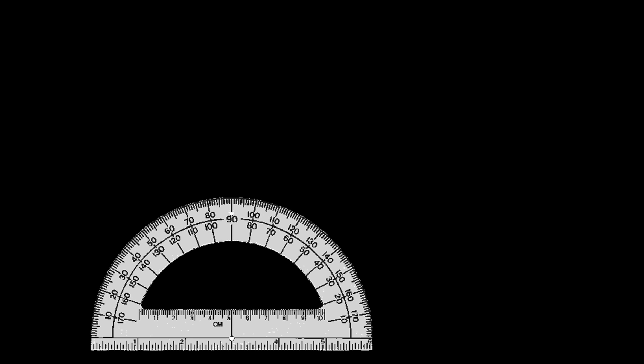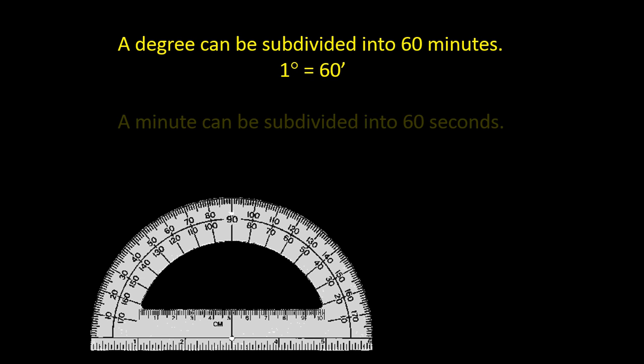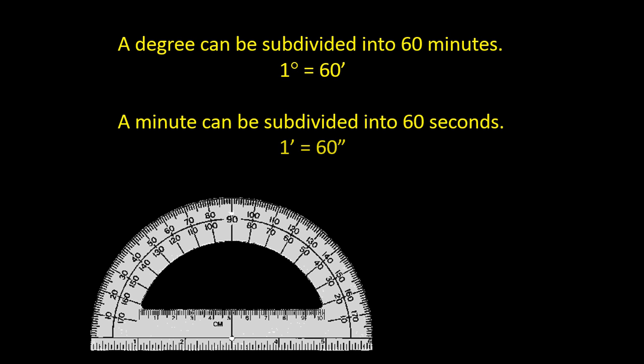Now when we measure angles with a protractor, we're measuring to the nearest degree. But we can actually measure with a little more accuracy than that if we subdivide the degrees. So a degree can be broken up into 60 smaller pieces called minutes, and a minute can be broken up into 60 smaller pieces called seconds. So in 1 degree there are 60 minutes, and in 1 minute there are 60 seconds.